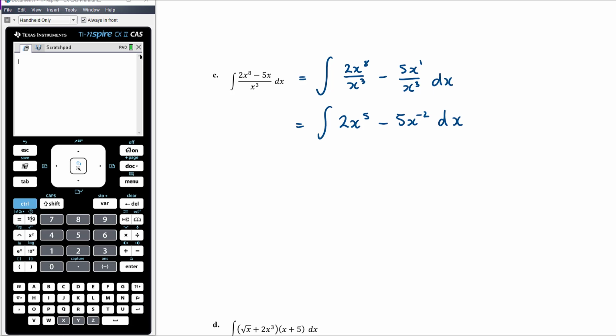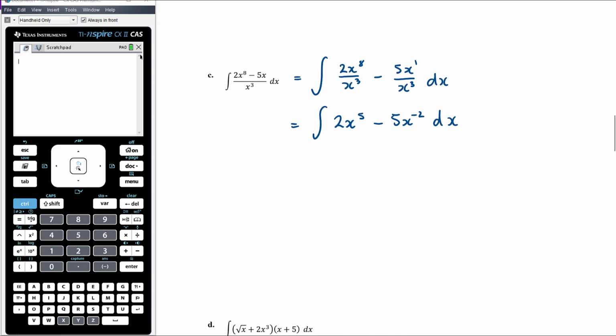We are still anti-differentiating with respect to x. We haven't actually done any anti-differentiating yet, all we've done is simplify the expression within the integral. Now when we take the antiderivative, we'll lose our integral notation.